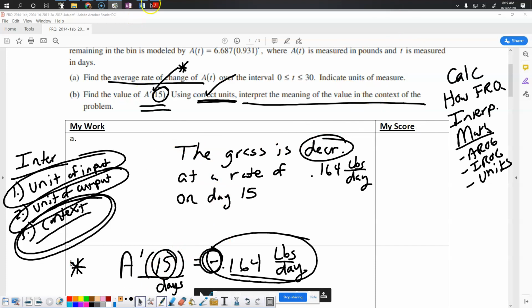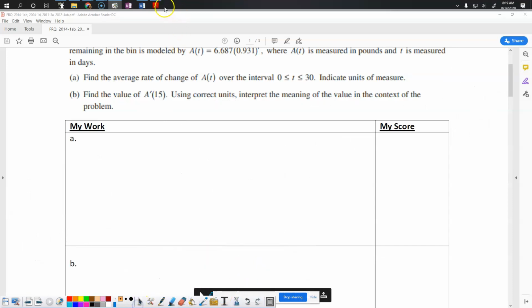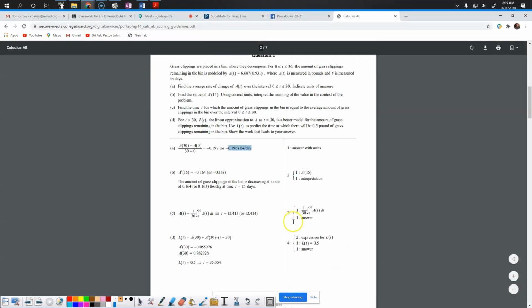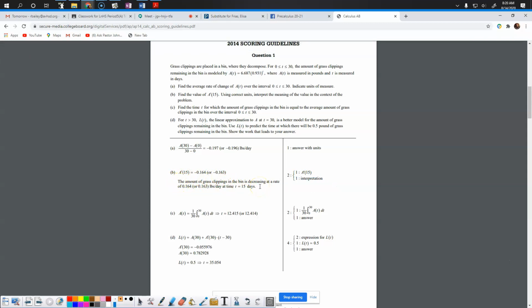And just for fun, really quick, I'll grade myself. Let me go back to the scoring guide here. I want to see what I got. Here it is, negative 0.164. The amount of grass clippings in the bin is decreasing at a rate of 0.164 pounds per day at t equals 15 days. And for this one, you would get 1 point for just getting the number right, negative 0.164, and another point for the interpretation, this little sentence right here. And so I would have gotten 2 points.